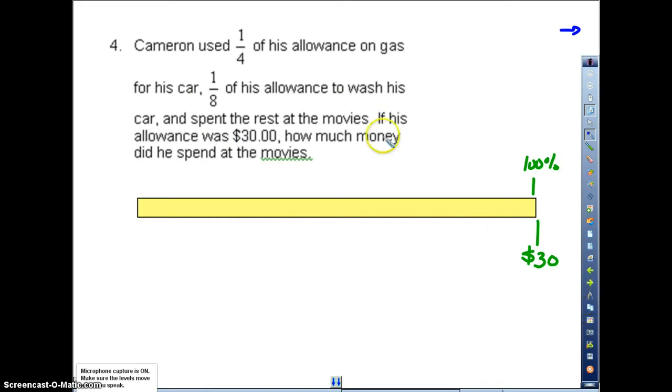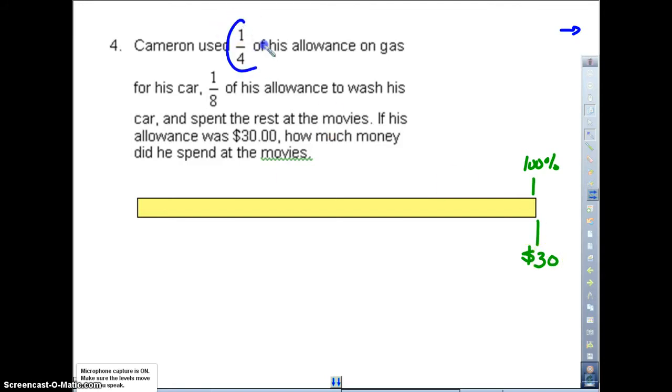Number 4, Cameron uses 1/4 of his allowance on gas for his car, 1/8 of his allowance to wash his car, and spent the rest at the movies. If his allowance was $30, how much money did he spend at the movies? This whole bar represents his allowance, and 100% of this bar is the $30 allowance that he got.